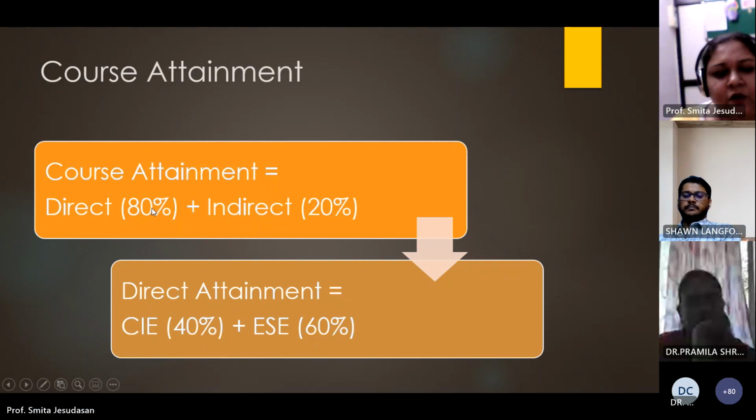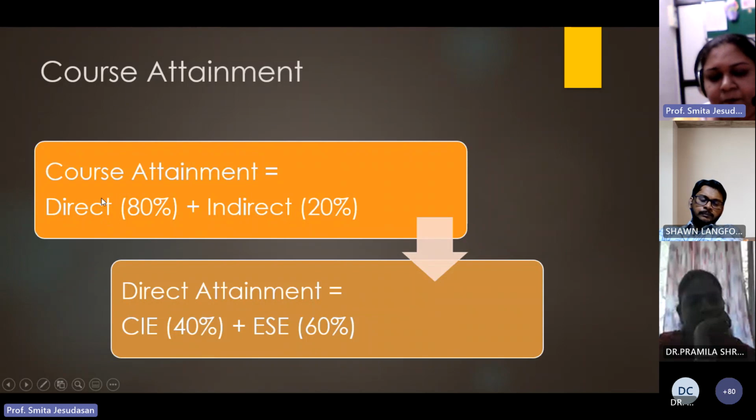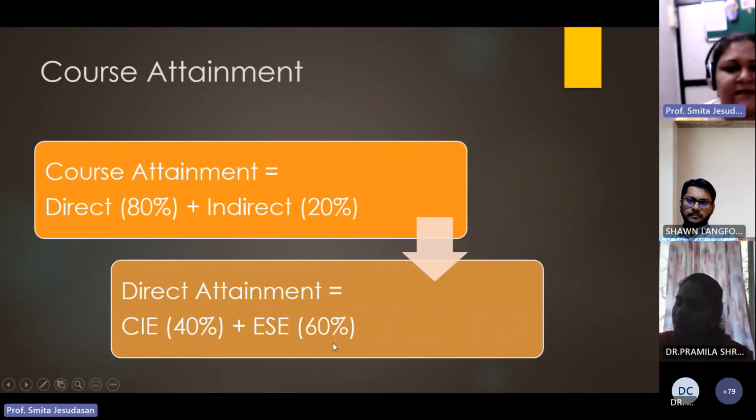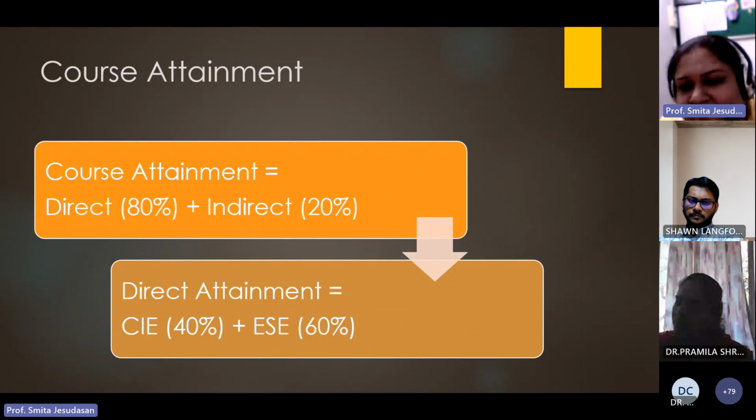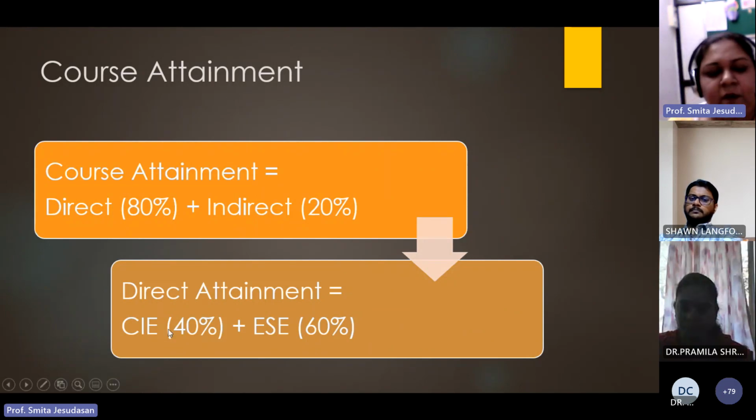And to get this, direct assessment has two important components. One is the internal evaluation component, and the other is the end semester examination, term end examination. So accordingly, 40% comes from the internal evaluation component and 60% comes from the end semester examination. Some of you had 75-25. So it would be 25% for CIE and 75% for ESE.